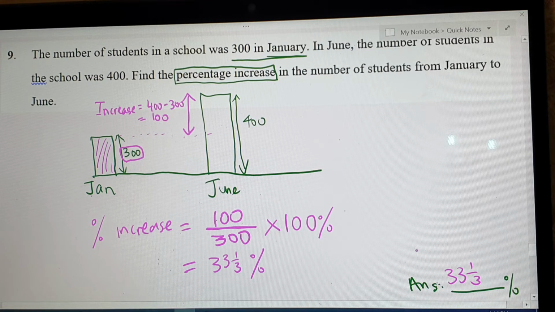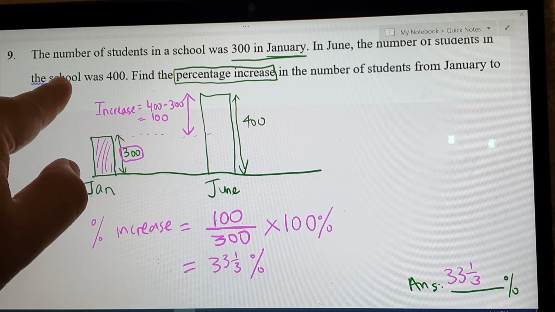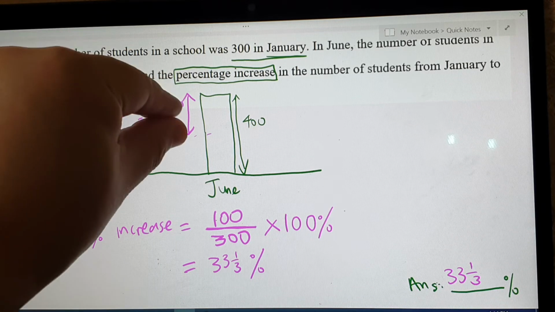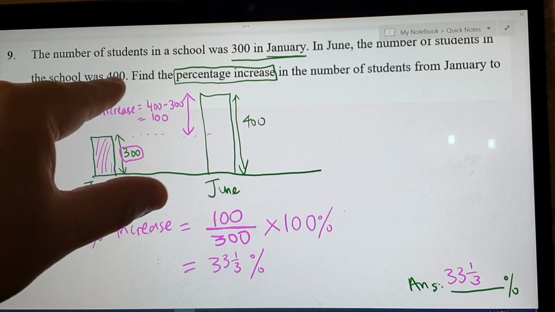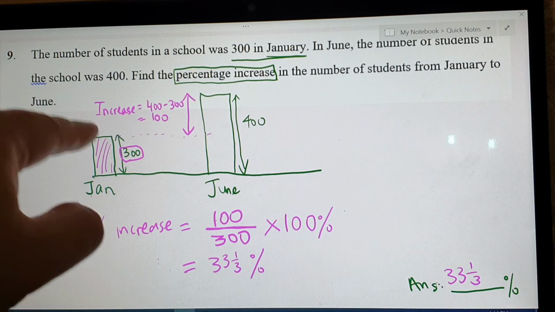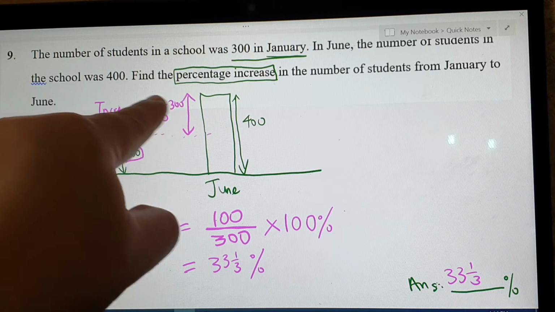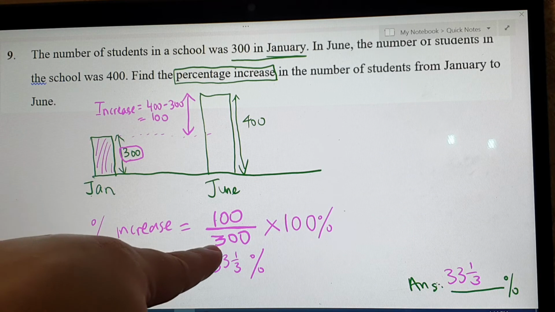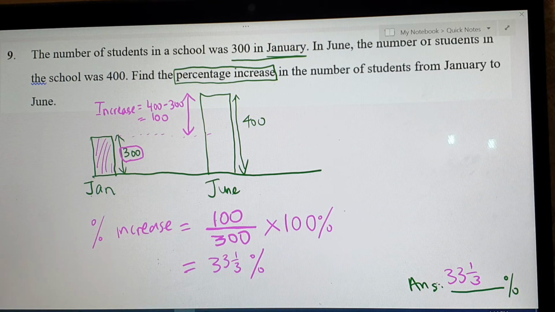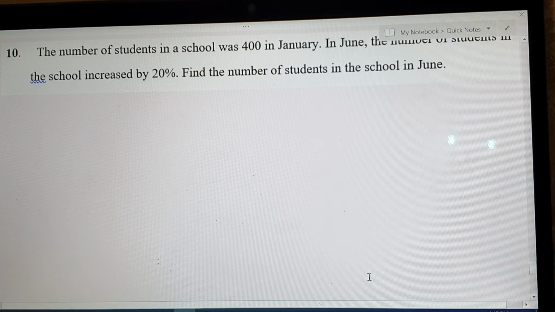Everybody okay? So I repeat, at first it was 300. Then they ask you to find the percentage increase, such that the school population is now 400. So how do you do it? Firstly, find the increase. Then take this increase over the original value, then you times 100%. That's all. Now we look at the next question. It's quite similar. It looks like the same, but it's not.